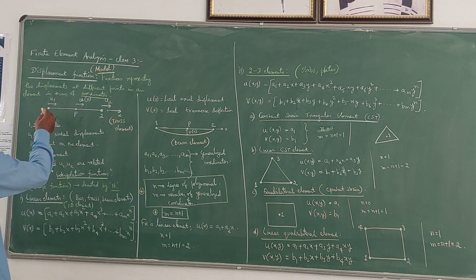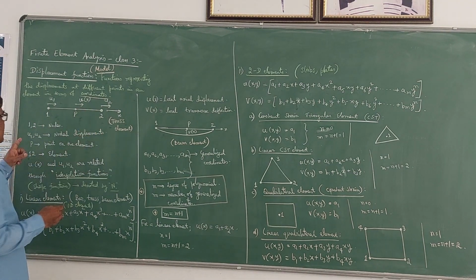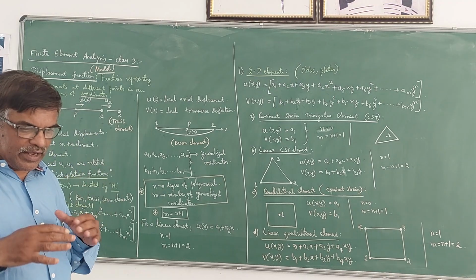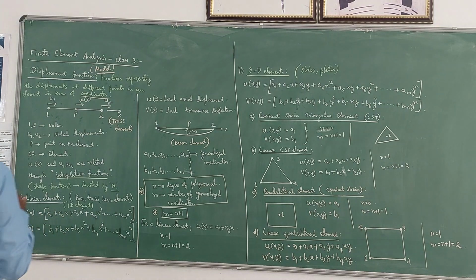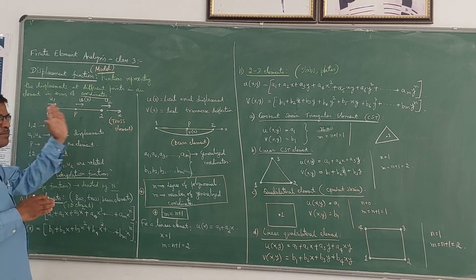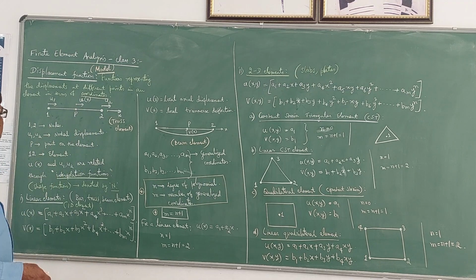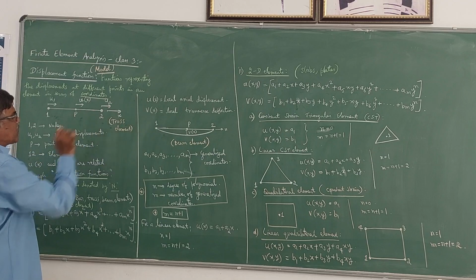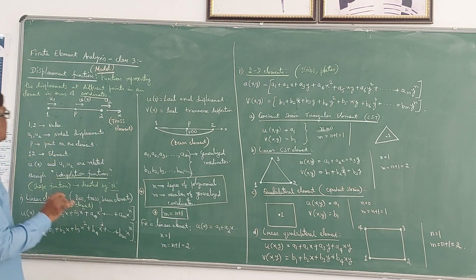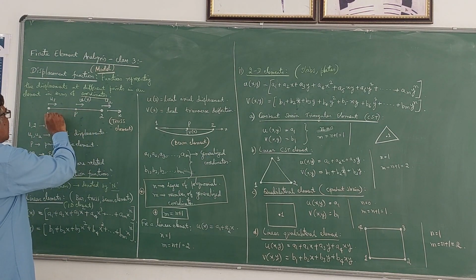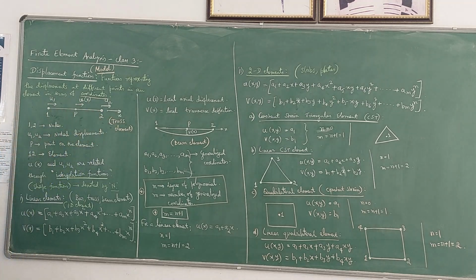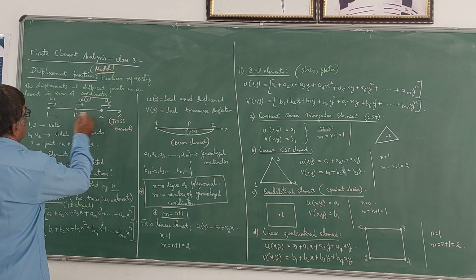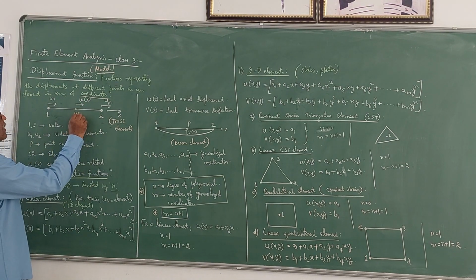So here, U1 and U2 are called the nodal displacements, because 1 and 2 are nodes. Due to the application of the load, external forces on this element, the nodes will be displaced. So U1 and U2 are the displacements. I have shown, of course, towards right. So if you know the nodal displacements at 1 and 2, you can always find out the displacement at some other point on the element. I have taken that point as P here.